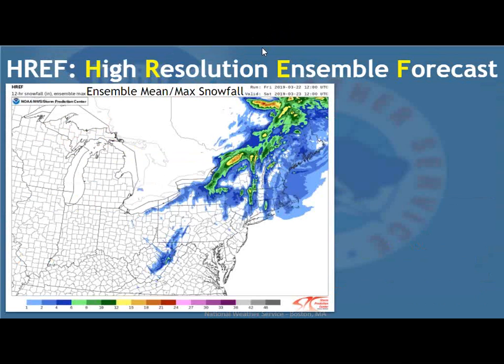Now, it could also show us the max snowfall, which would mean if everything went right, if everything fell into place, what's the maximum that we could expect? So that allows us to get an idea of the level of uncertainty. If the max is pretty close to the mean, then there's probably a little bit more certainty. Whereas if there's a huge gap, then there's probably a lot more uncertainty in what's going to happen.